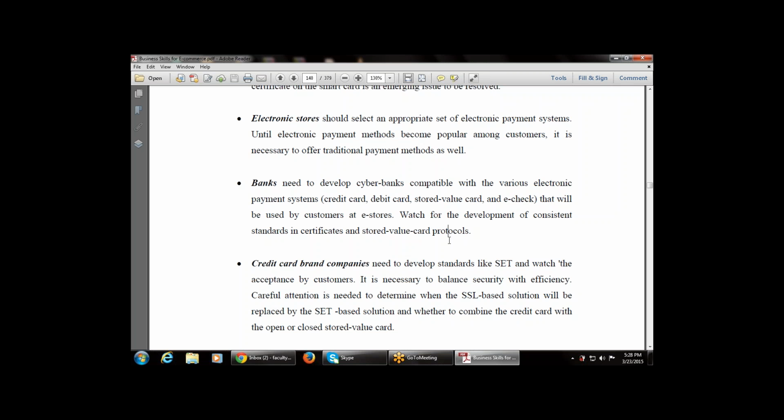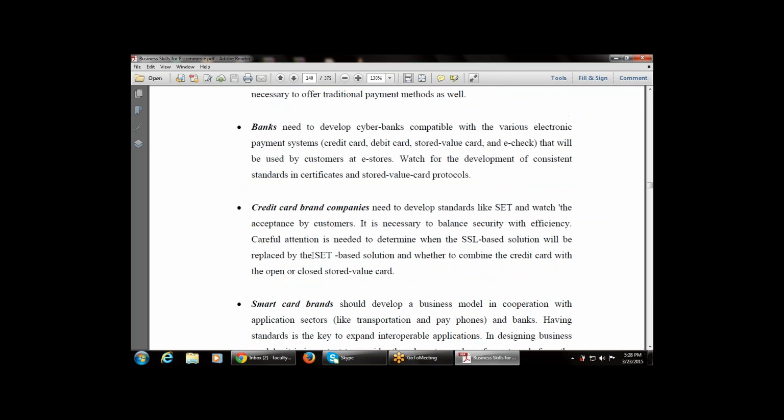So careful attention must be given to determine the SSL-based solution that can be replaced by the SET, that is, a secure electronic transaction based solution. Then the next one is smart card brands. That is our next issue for the manager.